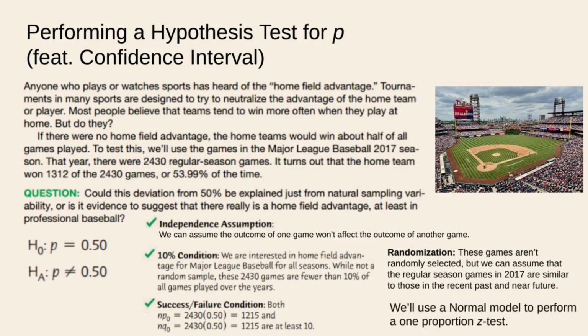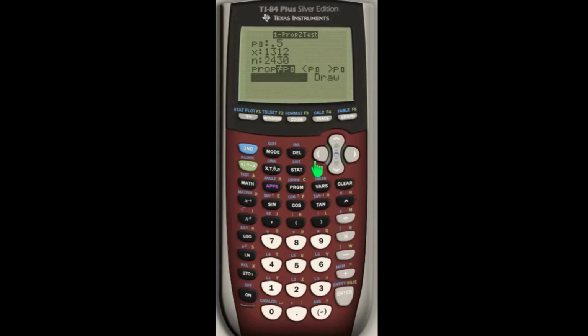So we'll use a normal model to perform a one proportion Z test. So here I am in the calculator, in one proportion Z test. I have my p sub naught equals 0.5, x equals 1,312, which is approximately 0.5399 times 2430. So we would round up to 1,312, and that is how many wins we would have for the home team. And that agrees with the problem.